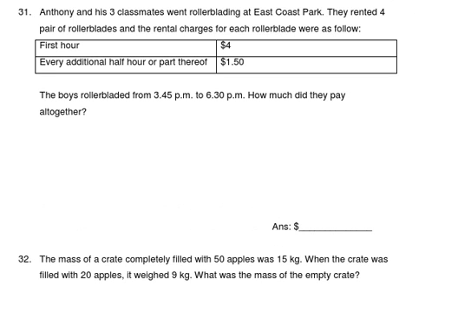Okay, Anthony and his 3 classmates. So altogether, how many people? 4. Went rollerblading at East Coast Park. They rented 4 pairs of rollerblades, and the rental charges for each rollerblade were as follows. First hour, $4. Every additional half hour, take note, is half hour.